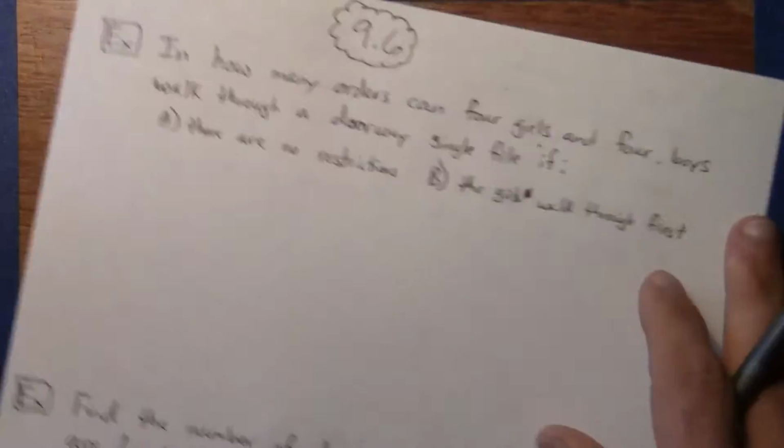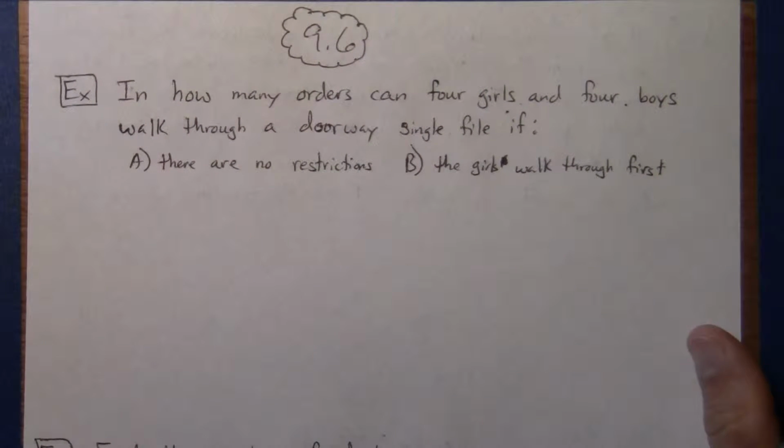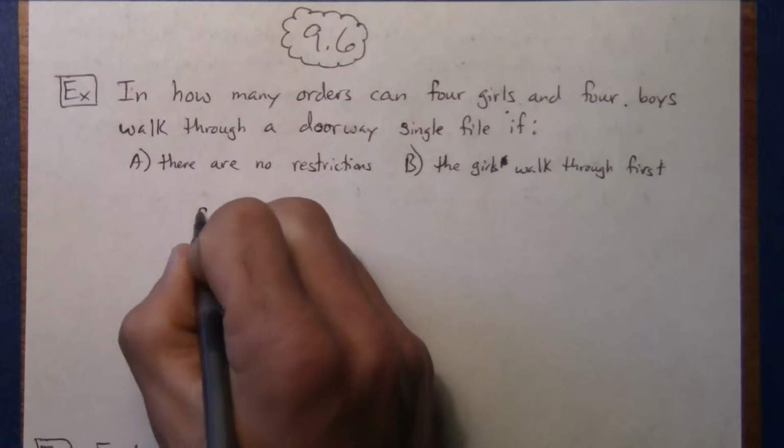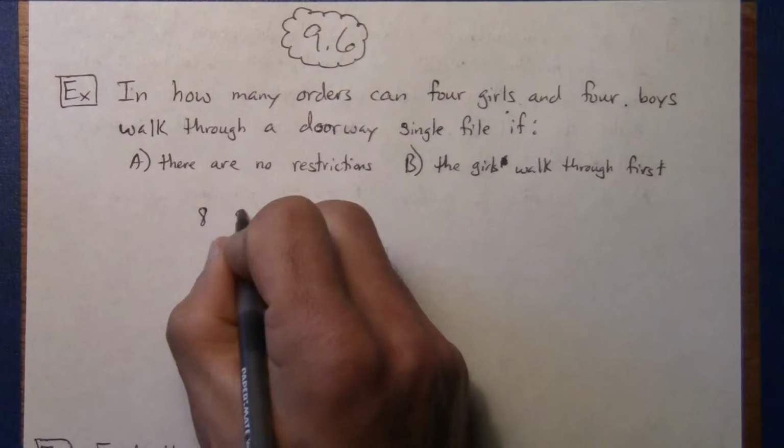Alright, so let's go ahead and take a look at the first one. In how many orders can 4 boys and 4 girls walk through a doorway if there are no restrictions? So you need to ask yourself, how many kids do you have, or how many people are there? And of course we have 8 total. And how many are going to walk through the doorway? All 8 of them are.